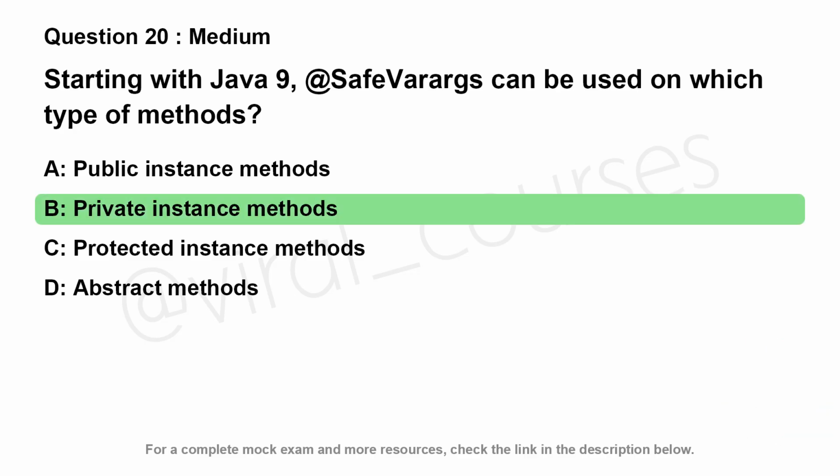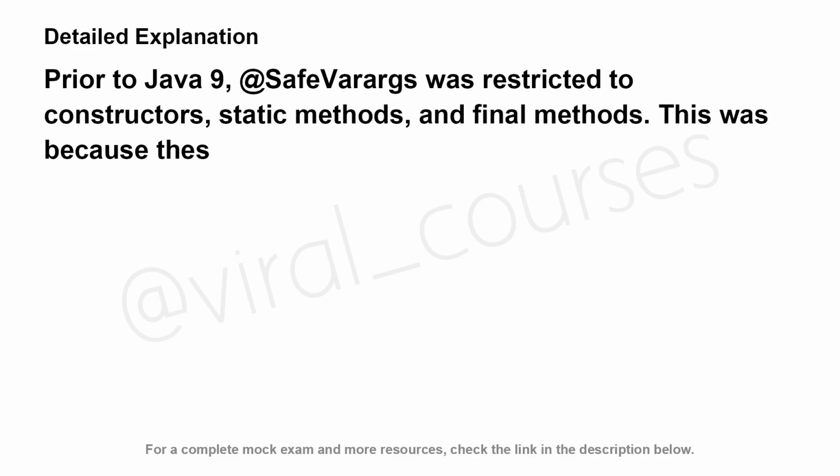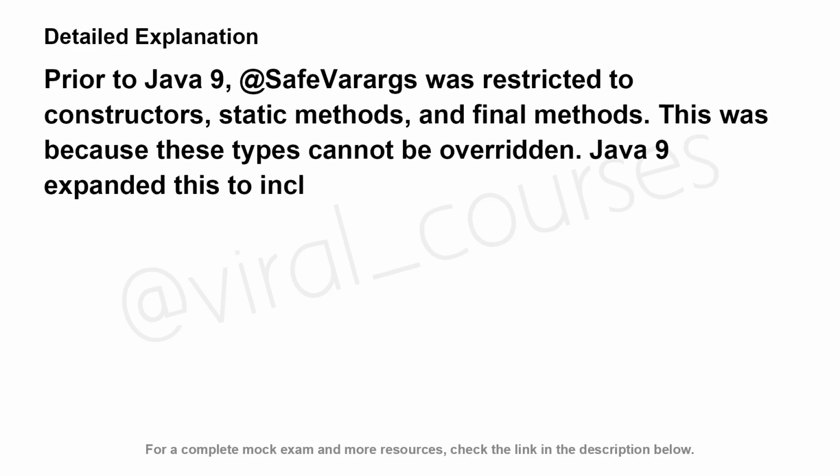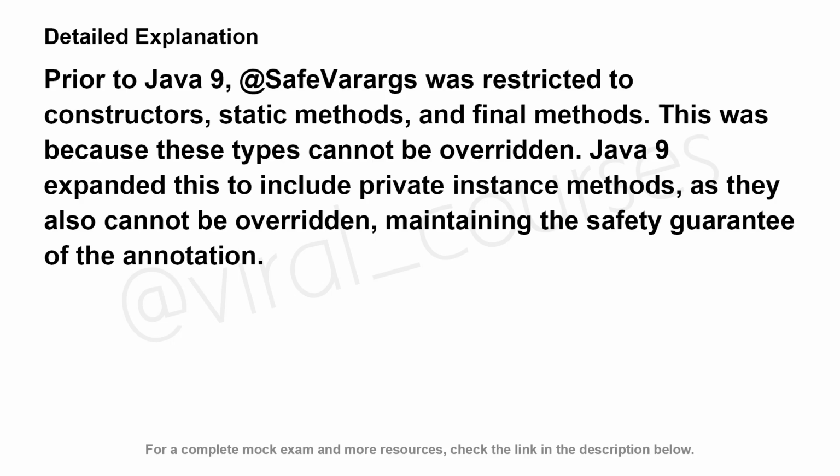The correct answer is B. Prior to Java 9, @SafeVarargs was restricted to constructors, static methods, and final methods. This was because these types cannot be overridden. Java 9 expanded this to include private instance methods, as they also cannot be overridden, maintaining the safety guarantee of the annotation.